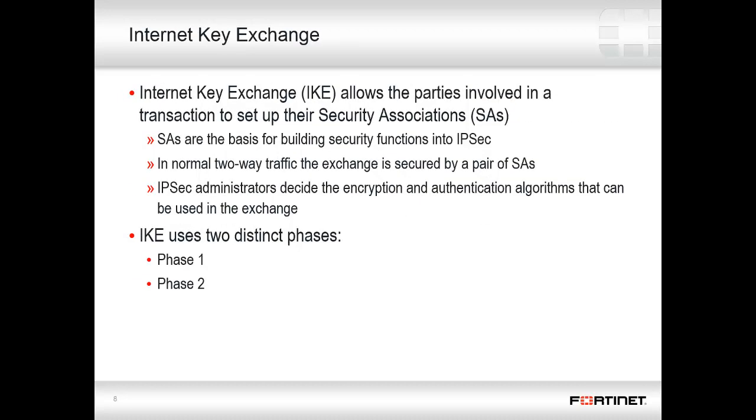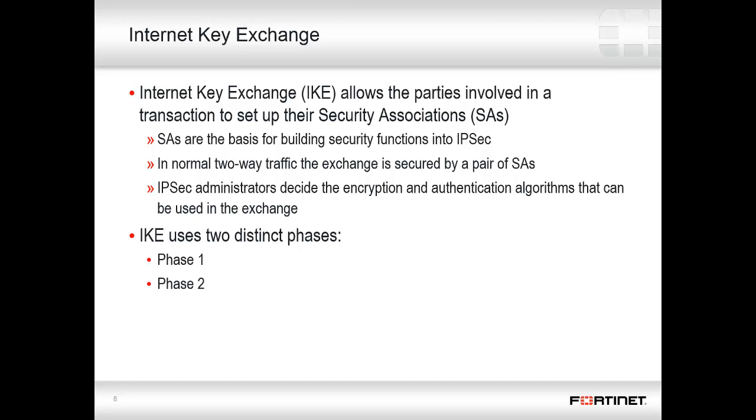In order to create an IPSec tunnel, both devices must establish their security associations and secret keys, which are facilitated by the IKE protocol. The IPSec architecture uses a security association as the basis for building security functions into IPSec. A security association is simply the bundle of algorithms and parameters being used to encrypt and authenticate data traveling through the tunnel. In normal two-way traffic, this exchange is secured by a pair of SAs, one for each traffic direction.